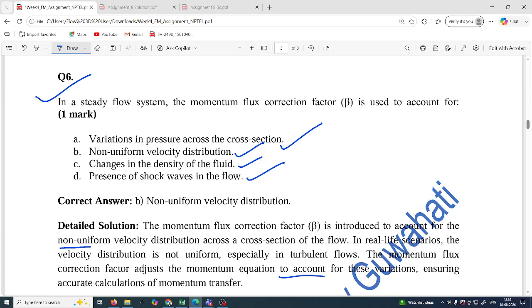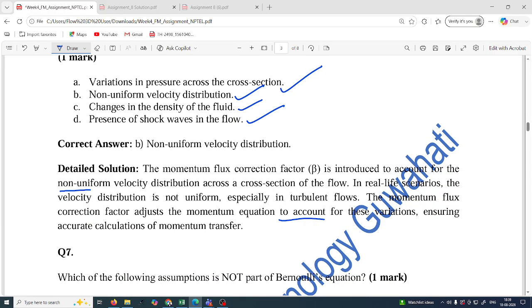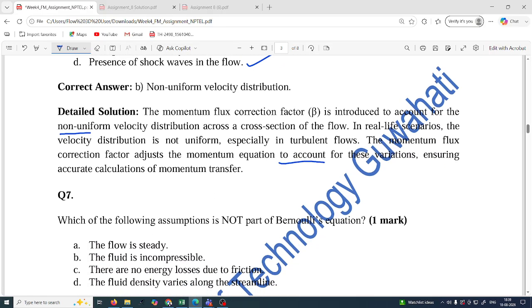So remember please. This correction factor accounts for your momentum correction, because you are averaging the things. If you are going to average the things, you need to apply some correction.